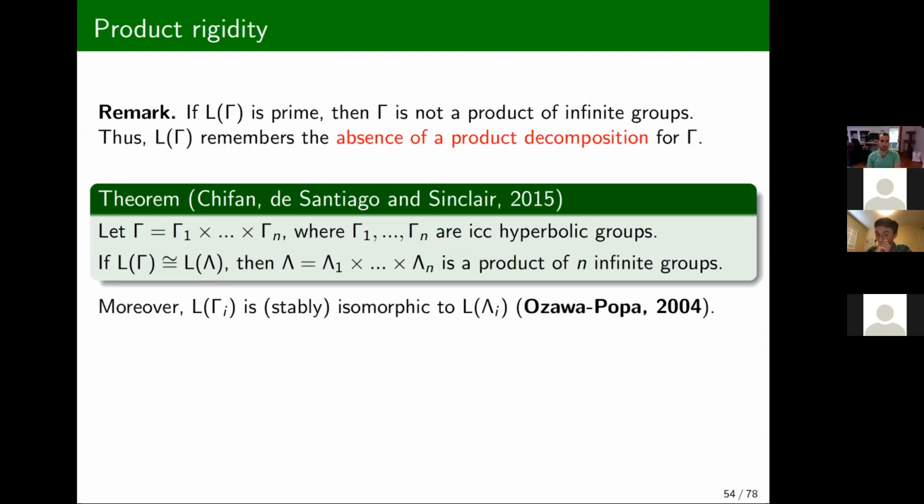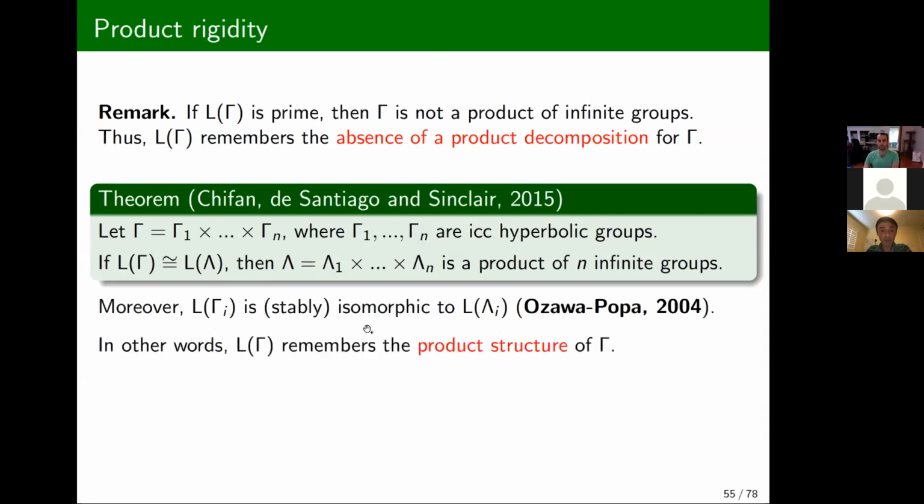And in fact, there's more you can say. By combining this with a result of Ozawa and Popa from 2004, you can also deduce that L of gamma is, well, essentially isomorphic to L of lambda. Okay, so in other words, this result tells you that L of gamma remembers the product structure of gamma. It remembers that the group gamma you put in is a product group. This is a property that passes to any other group giving you an isomorphic von Neumann algebra. Okay, this is really in contrast with amenable groups. You can have S infinity, which is not a product group, giving you the same von Neumann algebra as S infinity times itself.